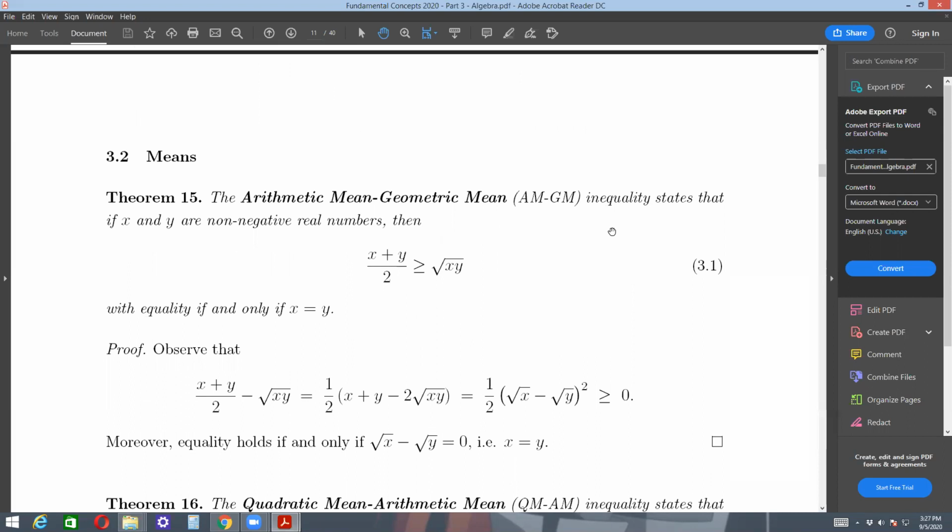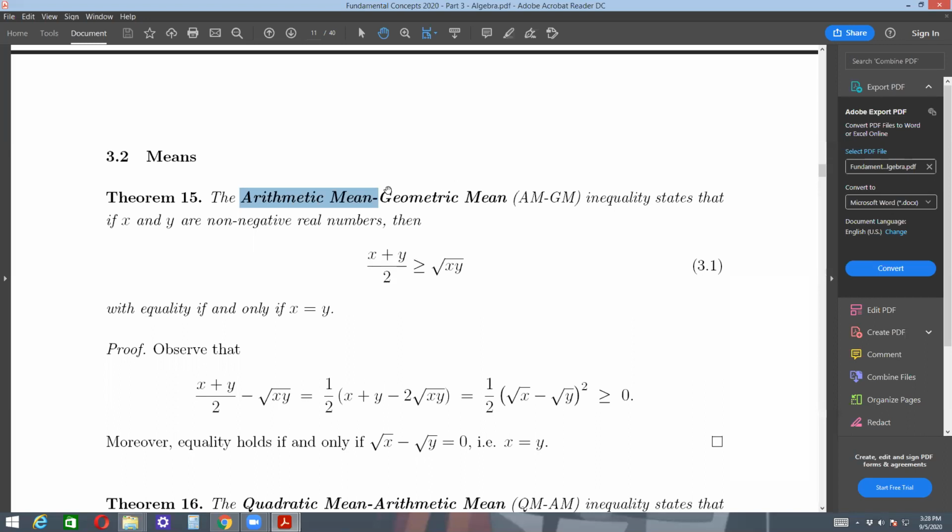One of the most fundamental inequalities that you need to know is the AM-GM inequality, the arithmetic mean, geometric mean inequality. Basically what arithmetic mean means is where you take the average of the numbers. So for example, if you had two numbers, x and y, the arithmetic mean is just (x plus y) over 2. If you had three numbers, x plus y plus z, then the arithmetic mean would be (x plus y plus z) over 3, because it's three numbers.